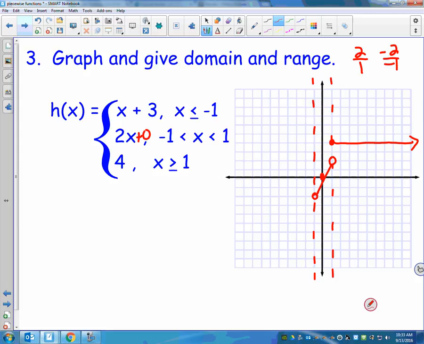I kind of missed my mark in the middle. But it's called a piecewise function because we're just graphing this little piece of that and this piece of this. And then over here I have x plus 3. So I'm going to give you 2 ways to do this, all right?